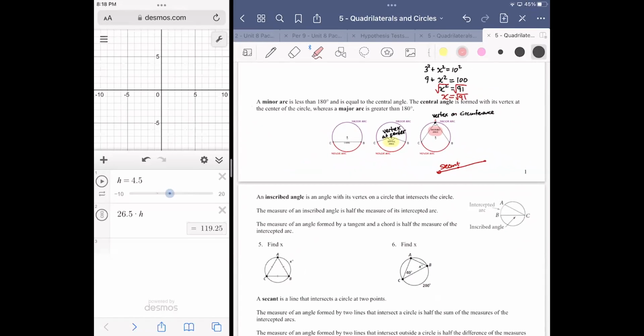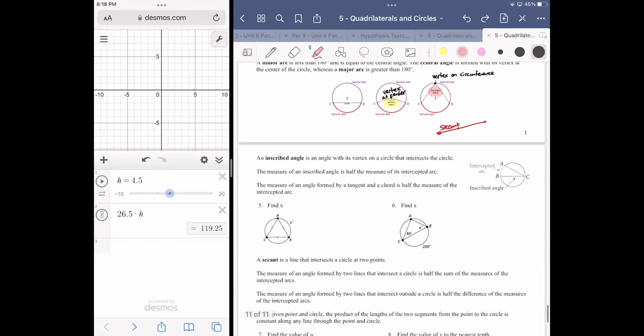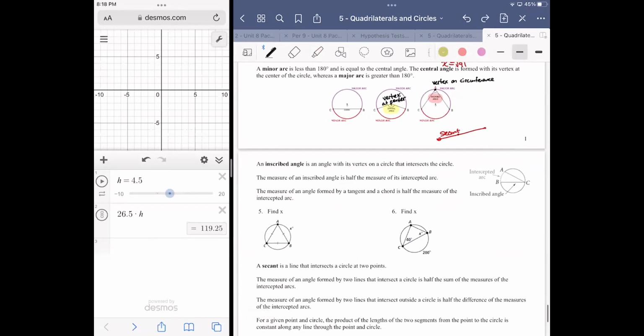And so again, the secant intersects the circle at 2 points. So I'll draw a little diagram for that. I'll draw it now. And this would be an example. All right, so just some terminology, really.